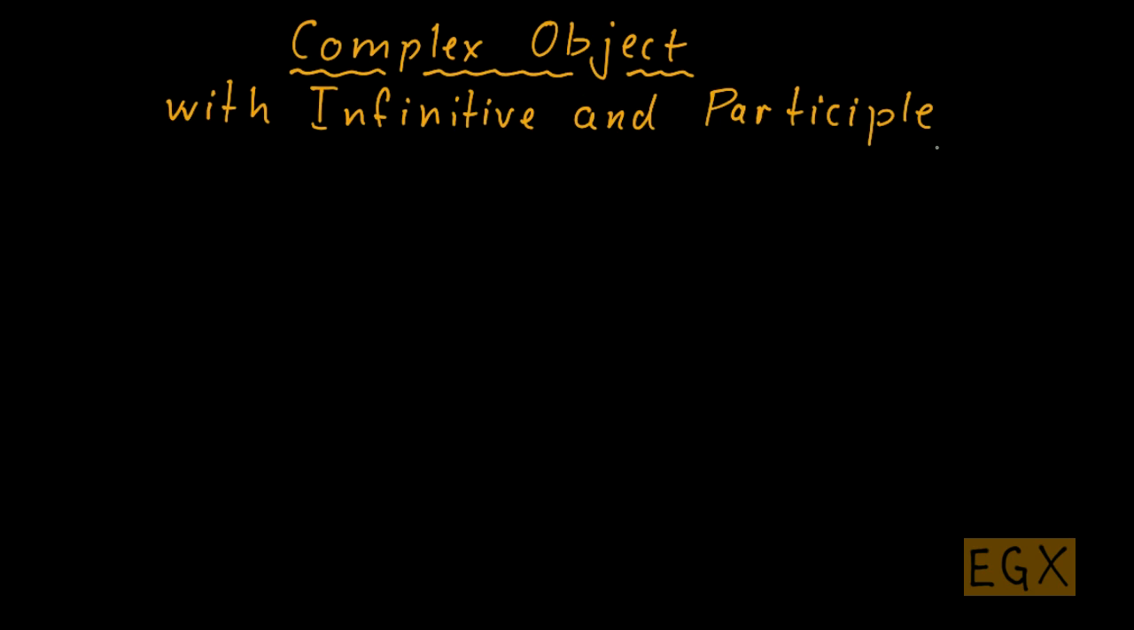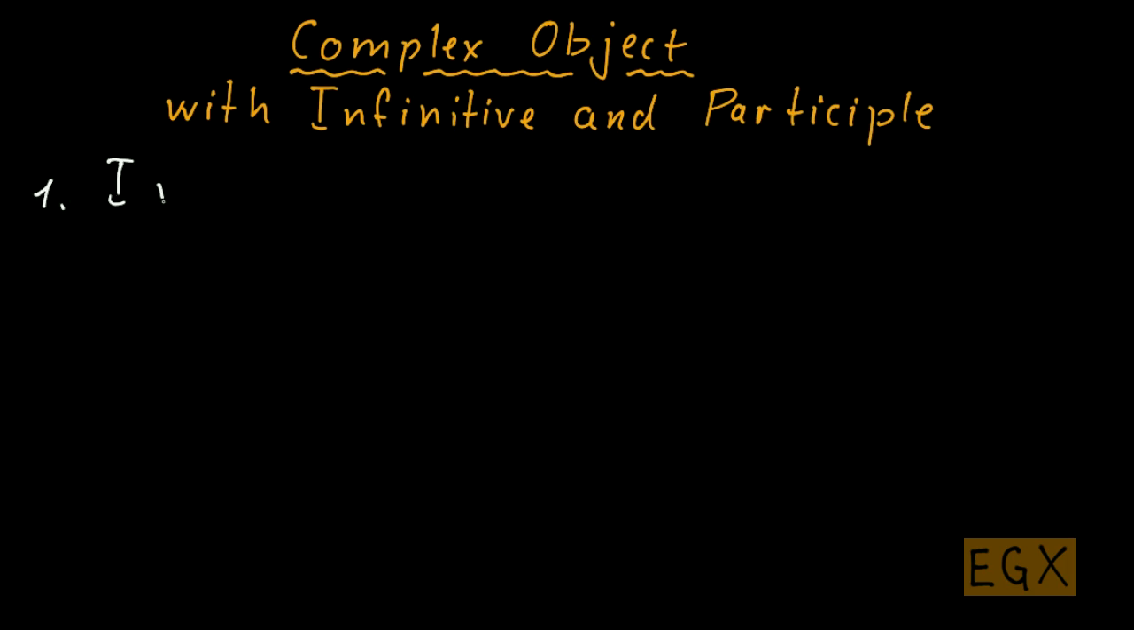Today we are talking about complex object with infinitive and participle. Yes, it can be with infinitive and it can be with participles, either past or present. So, what is complex object? What is this thing? Let's have some examples.